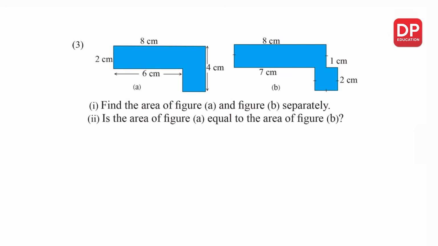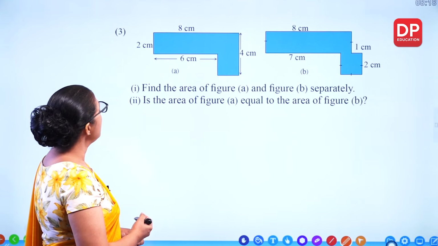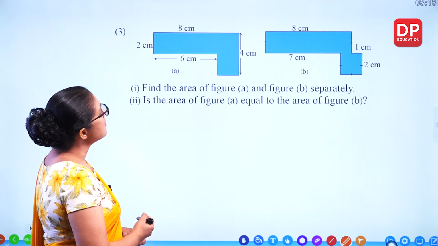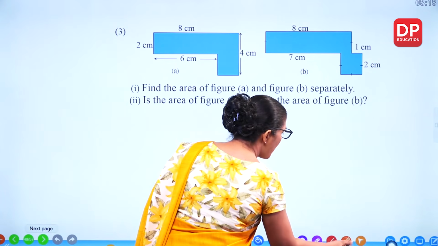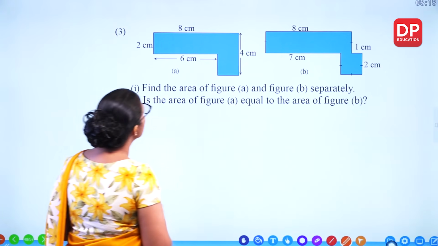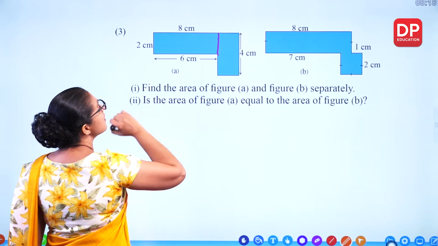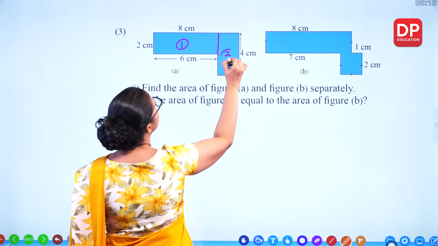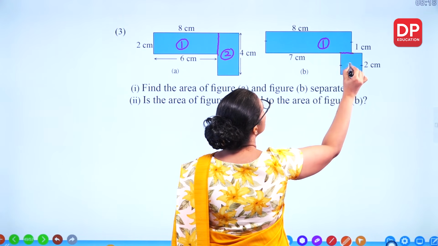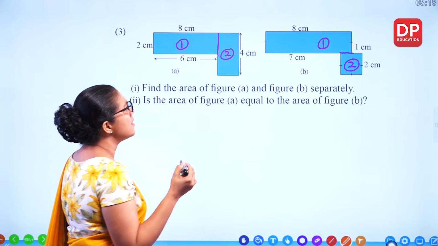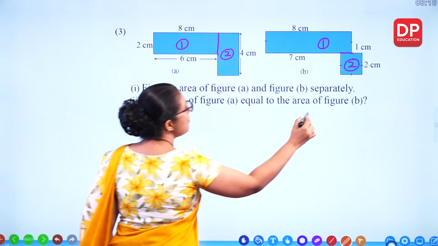Look at this question. Find the area of figure A and figure B separately. Is the area of figure A equal to the area of figure B? Just find the area and see whether these two are equal. We'll divide into two parts here. Here, 1, 2. Here we have to divide it like this, 1, 2. So find the areas and see whether these are equal. So we'll take the first one, A here and B here.